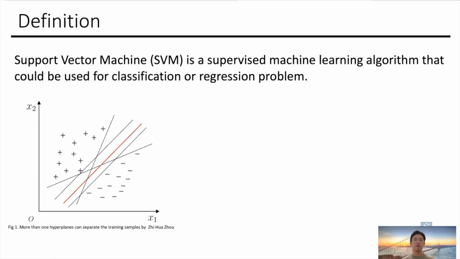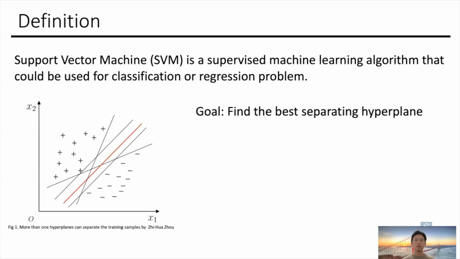For example, we have two data classes and 5 lines. In this picture, we could say intuitively that the red line is the best line to separate these two classes because it is the most general line. Therefore, SVM used this concept. So the goal of SVM is just to find the best separating hyperplane.